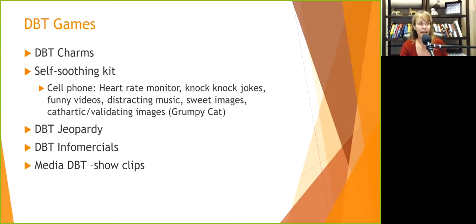They can also make a tangible self-soothing kit. Maybe something that has pictures in it and more hard copy stuff. It just depends on who you are. I like the cell phone because most people, their cell phone is sort of an extra appendage now, so they've always got it with them.